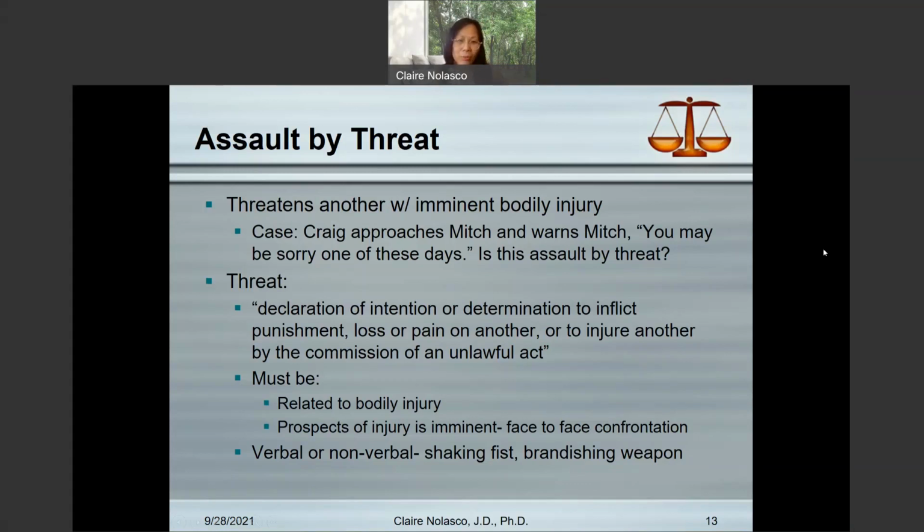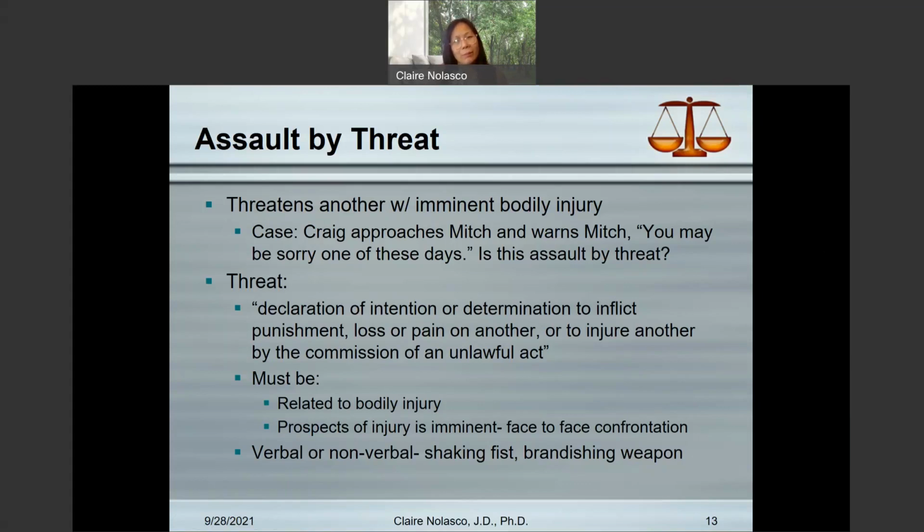Hence, the only situation wherein a verbal threat may be imminent is when there is a face-to-face confrontation. The threat can be verbal or non-verbal, including gestures such as shaking the fist or brandishing a weapon. So going back to the case, "You may be sorry one of these days." Is this assault by threat?